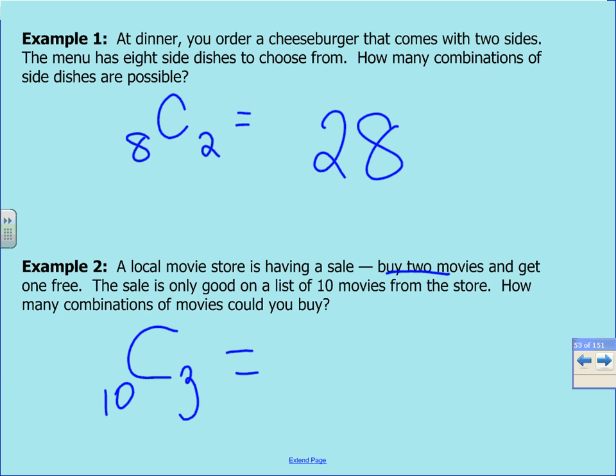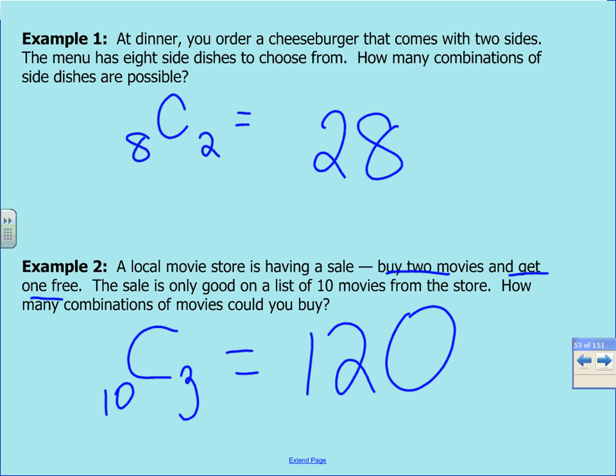Okay? So how many ways are there to choose out of 10 movies to choose 3? We know it's buy 2, get 1 free. Zach? Good. There's 120 combinations of those 3 movies. Okay, order doesn't matter. There's 10, you're choosing 3.